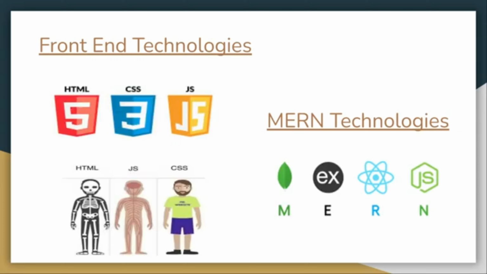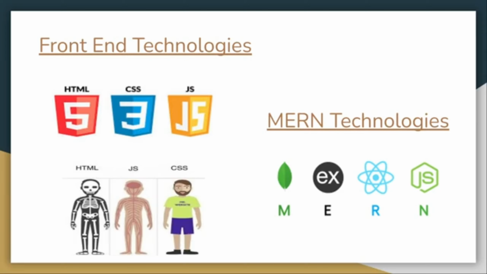Now, these are the front end technologies that we have used. HTML, which stands for Hypertext Markup Language, is a standard language used to create and structure content on web pages. It defines the layout and elements like text, images, and links. CSS stands for Cascading Style Sheets. It is a language used to style and lay out the web pages. It controls the design, including colors, fonts, spacing, and positioning of elements, enhancing the HTML content.